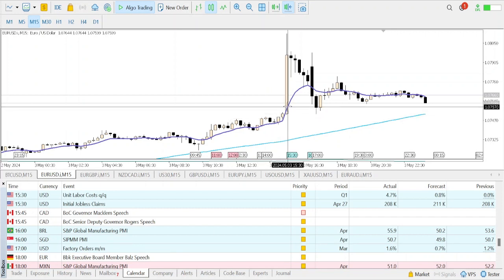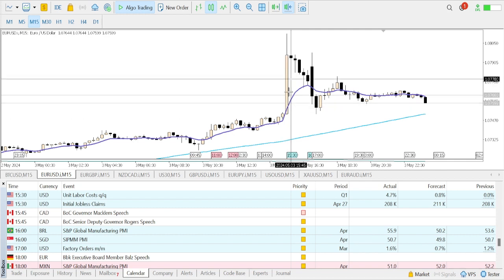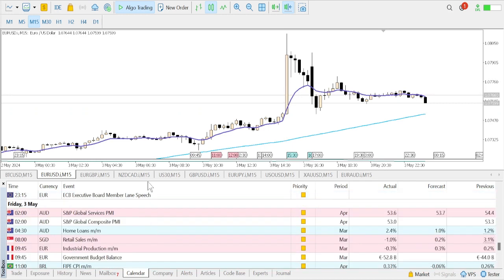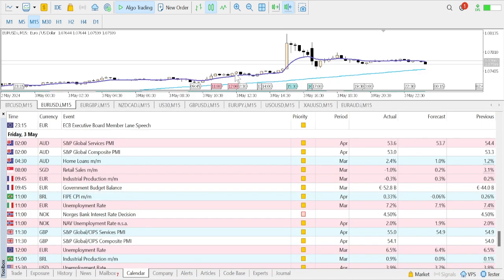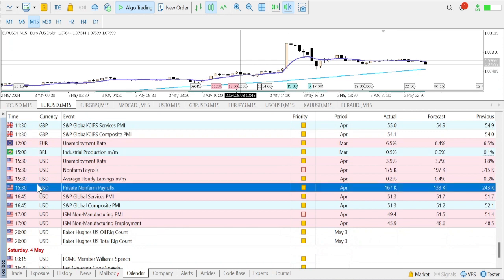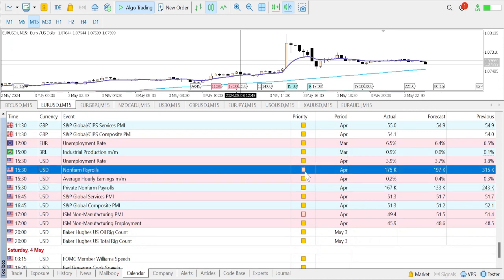If I check the date, it shows the 3rd of May was the day this candle happened. Now, if I scroll to the 3rd of May, I hope you guys can see it. The time this candle happens was during 15:30. If I go to the 3rd of May and you check around 15:30, what are you seeing there? USD news. Look at 15:30, non-farm payroll.